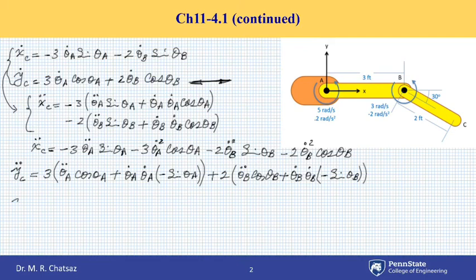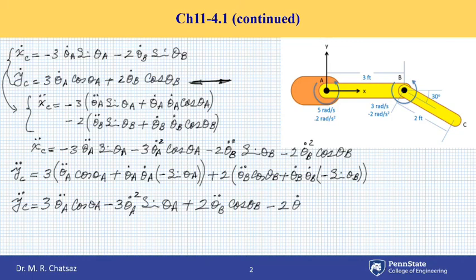Simplifying and rewriting this will give us 3 theta double dot A cosine theta A minus 3 theta dot A squared sine of theta A plus 2 theta double dot B cosine of theta B minus 2 theta dot B squared sine of theta B. Such a beast. So these are the two components of acceleration.